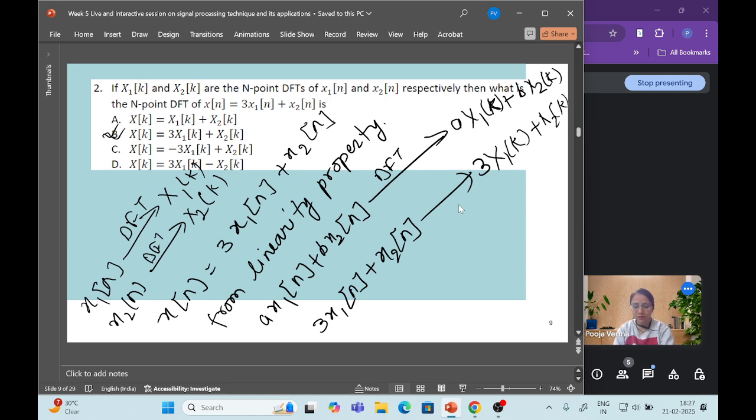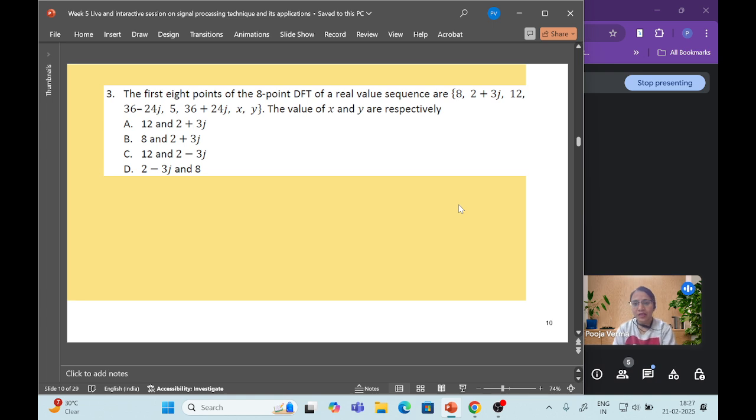I hope all of you are getting this. So moving to the next question. The first 5 points of an 8-point DFT of a real sequence are 2 plus 3j, 12, 3, 36 minus 24j, 36 plus 24j, and then x and y. What are the values of x and y respectively? How can we calculate it?